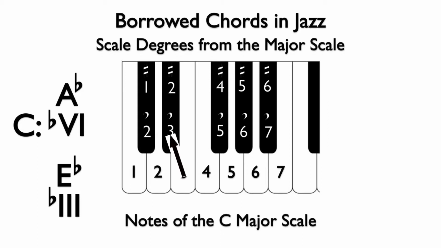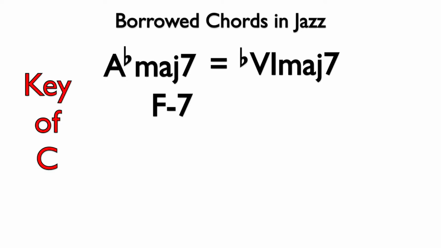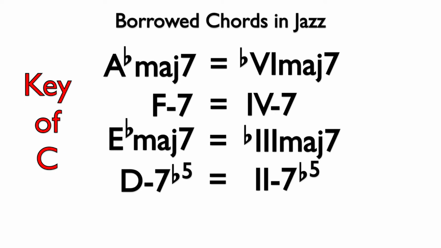In jazz compositions, we will find the same borrowed chords as in the common practice period with added sevenths. Here are some examples. A flat major 7 as flat 6 major 7 in the key of C. F7 as 4 minor 7 in the key of C. E flat major 7 as flat 3 major 7 in the key of C. And D minor 7 flat 5 as 2 minor 7 flat 5 in the key of C. Again, these are all chords from the key of C minor being used in C major, and these are chords that are found in common practice compositions as well as jazz.